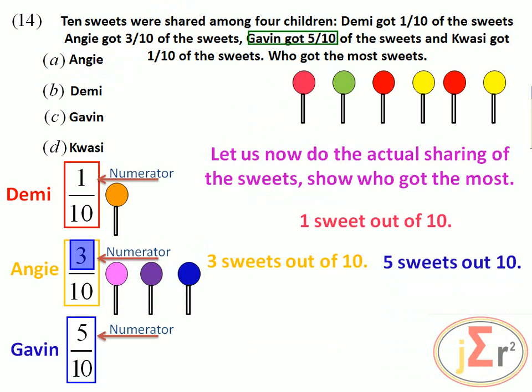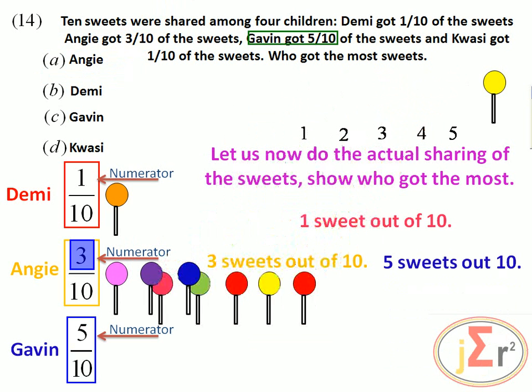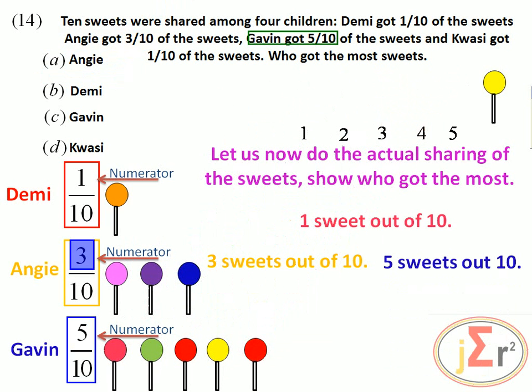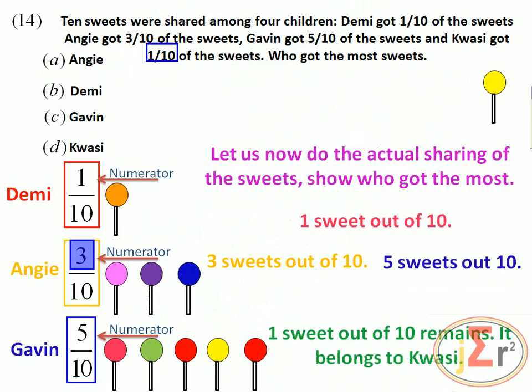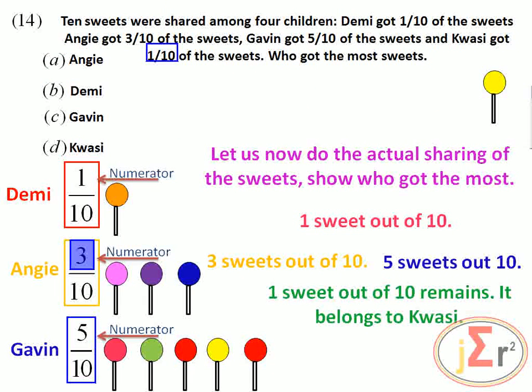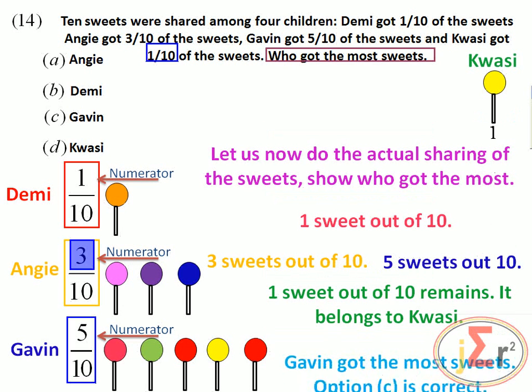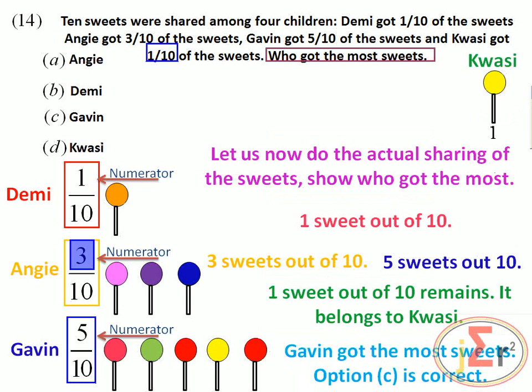Gavin. Good. The one that is left will just remain for the other individual. Who got the most sweets? Gavin got the most sweets. And that is represented by option C, as we discussed earlier on.